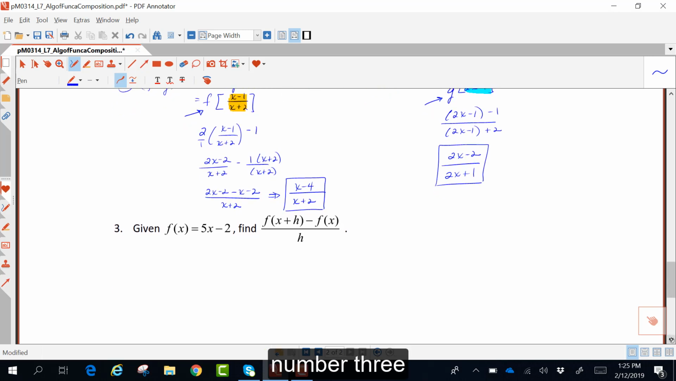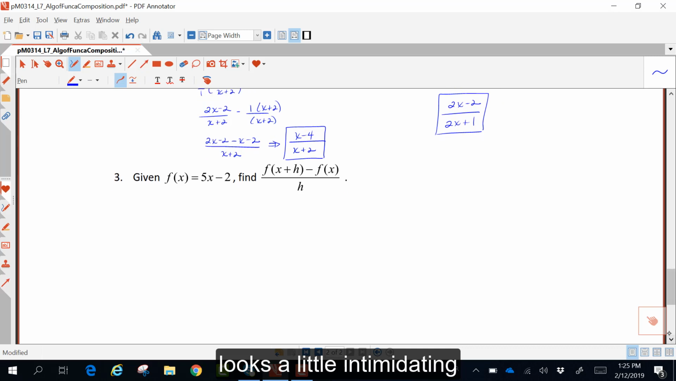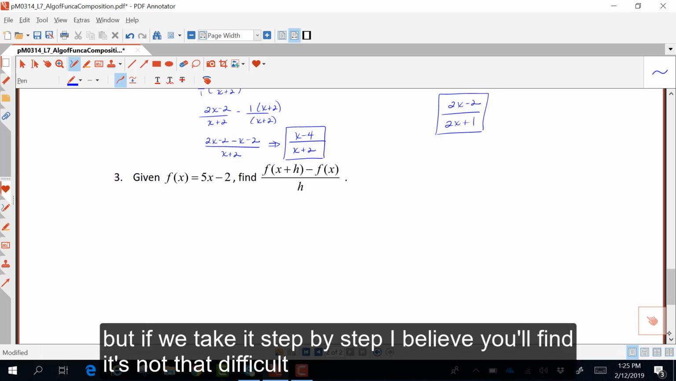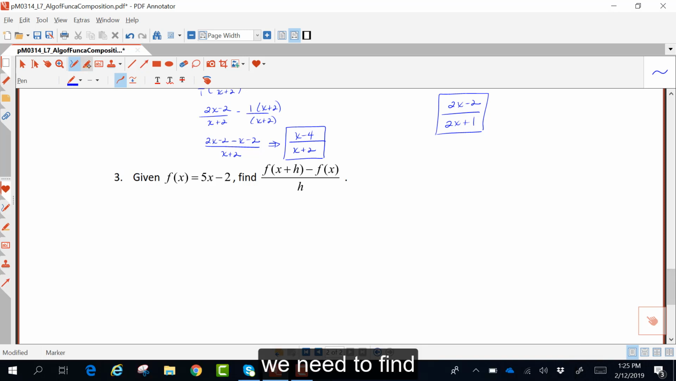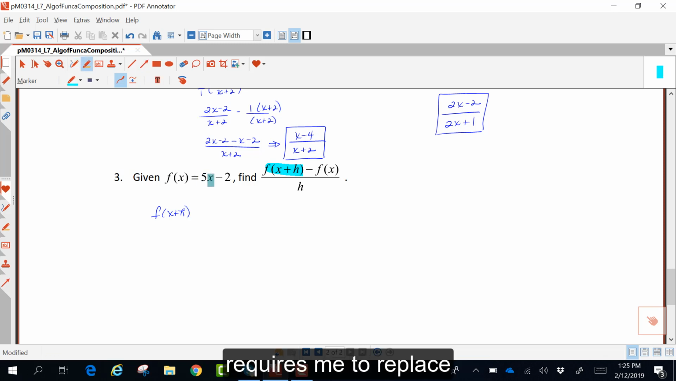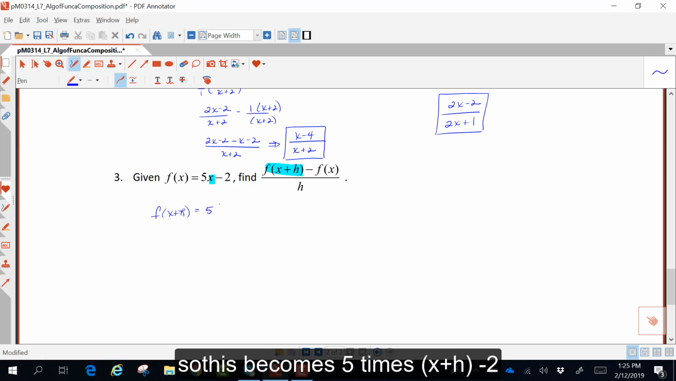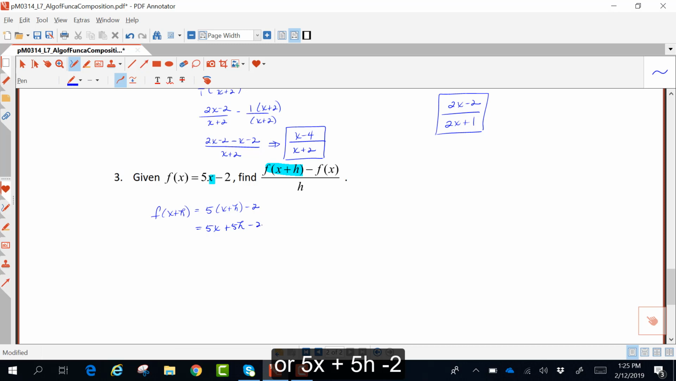Number 3 looks a little intimidating, but if we take it step by step, I believe you will find it's not that difficult. We need to find f of x plus h. F of x plus h requires me to replace the x variable with x plus h. So this becomes 5 times x plus h minus 2, or 5x plus 5h minus 2.